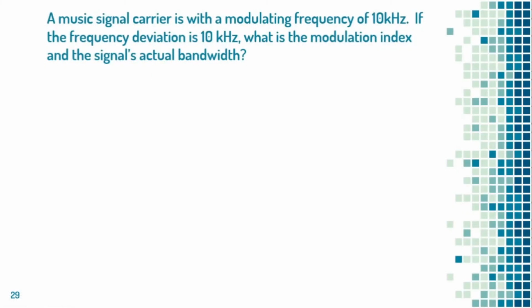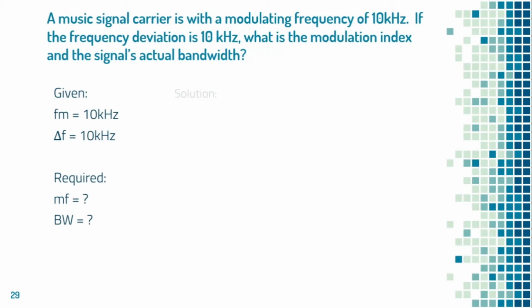Another example. A music signal carrier with a modulating frequency of 10 kHz. If the frequency deviation is 10 kHz, what is the modulation index and the signal's actual bandwidth? The given is a modulating frequency of 10 kHz and a deviation frequency of 10 kHz. Tapos, ang hinahanap is modulation index at yung actual bandwidth. So, una, hanapin muna natin yung modulation index.